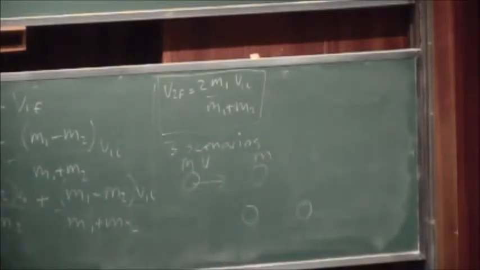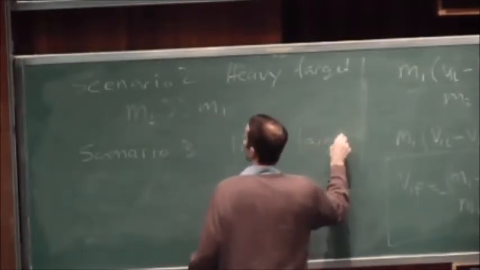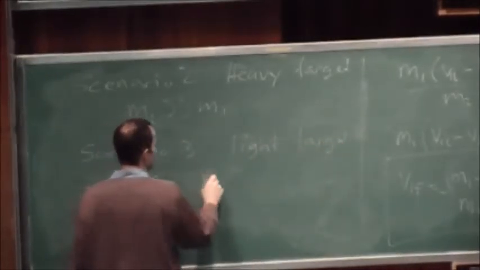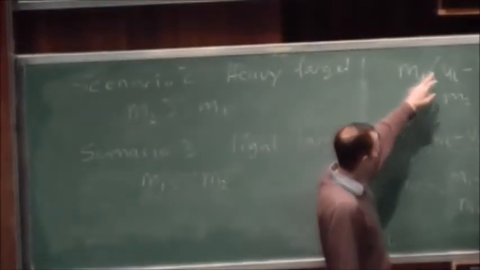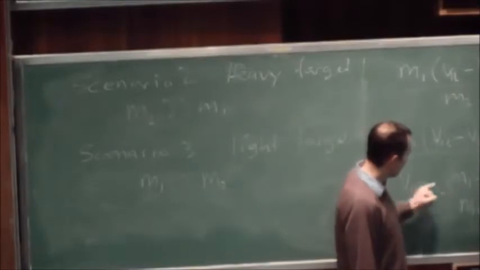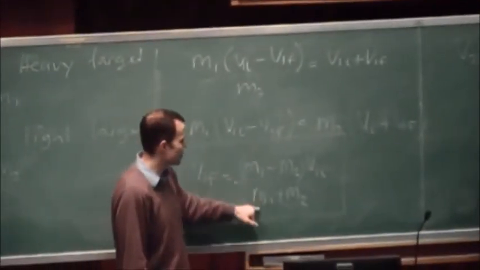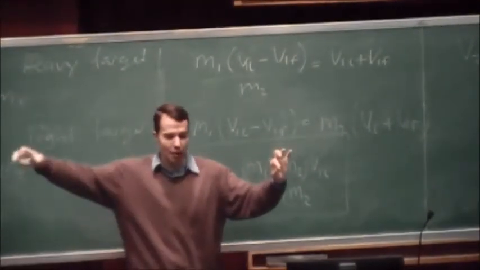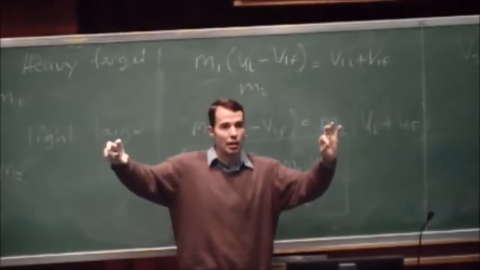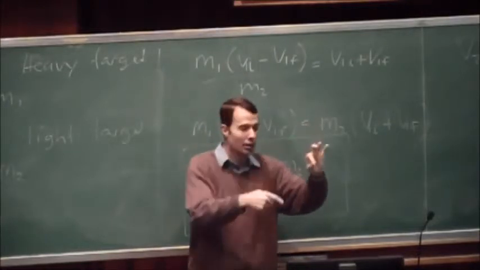And lastly, scenario 3, which is a light target. Mass 1 is much, much greater than mass 2. So the velocity 1 final here is essentially just going to be unchanged. You can imagine a bowling ball striking a marble, right? That bowling ball isn't going to change its velocity much, right? It's going to keep on going.